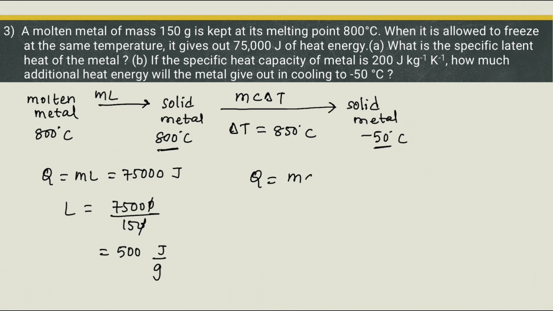So Q is equal to mc delta T, mass 150 gram, specific heat capacity is 200 joule per kilogram Kelvin. That must be converted into joule per gram. So divide 200 by 1000 into delta T is 850.